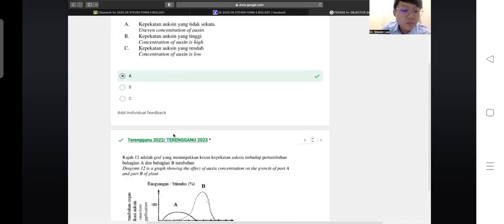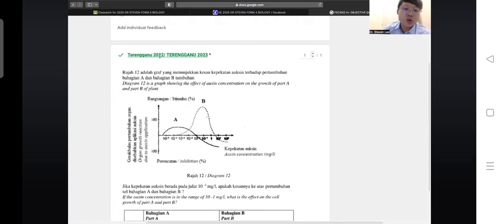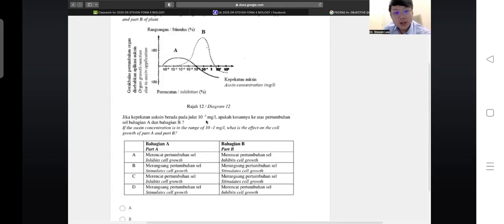The answer is A. Next is Terengganu 2022, which also appeared in Terengganu 2023. This was the graph that I mentioned earlier. At 100 mg per dm3, even the shoot is in inhibition. They tell you part A and part B. Part A is root, part B is shoot. Now they're asking about a concentration of 10 to the power of -1, at this point. Part B definitely promotes elongation, but part A is already inhibited. So part A is inhibited, part B is stimulated. The answer will be C.